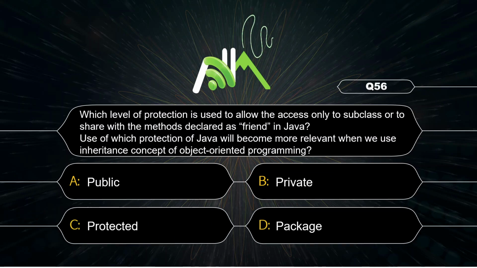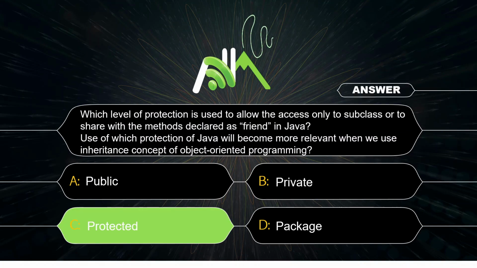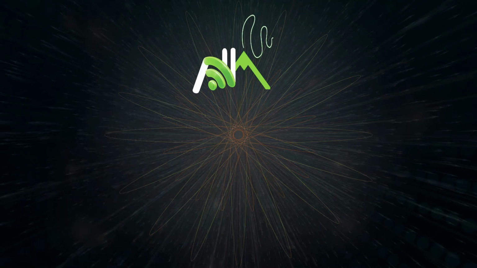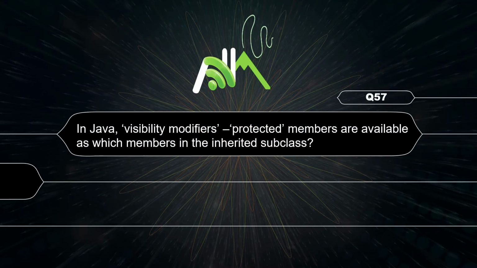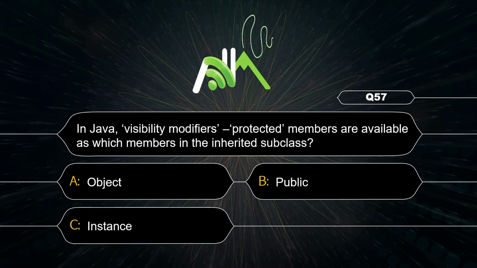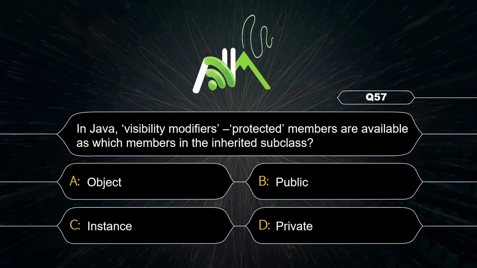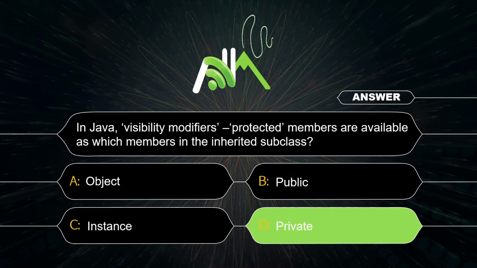Protected is used to allow access only to subclasses or friend classes in Java. And when we have the concept of inheritance, at that time we have to go with protected, option C. That protected of superclass will be private of subclass, option D.